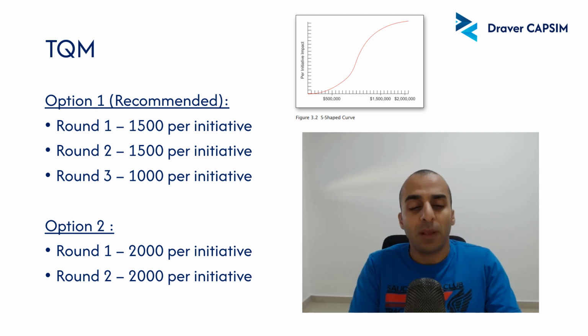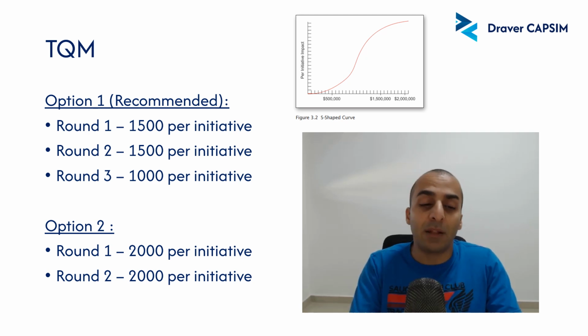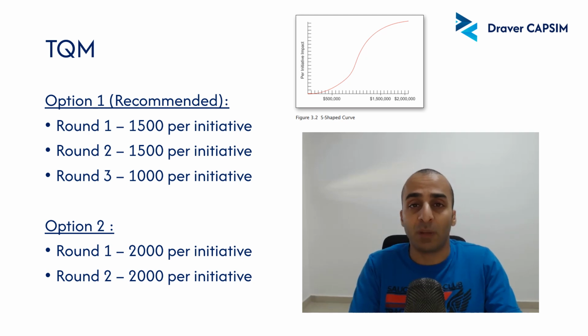The second option is more expensive, it is slightly faster, and it is to spend 2,000 for each initiative for rounds 1 and 2. It is more expensive, it is a little bit faster, and it is going to give you a slightly worse effect, but it is also a legitimate option, and you can spread it in any other way that you see fit, as long as you follow the limitations that were mentioned earlier. To summarize, my suggestion is to not think too hard about it, just go for the first option, which is 1.5 million for rounds 1 and 2, and 1 million for round 3.